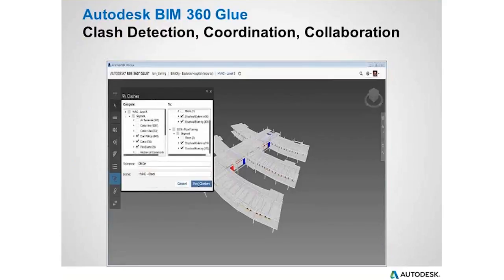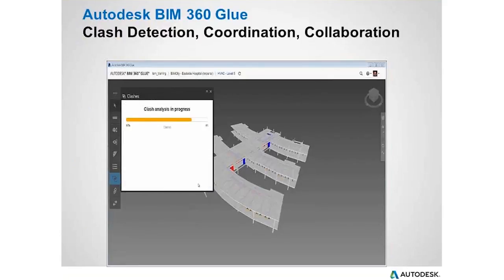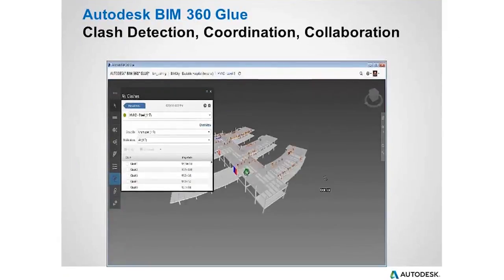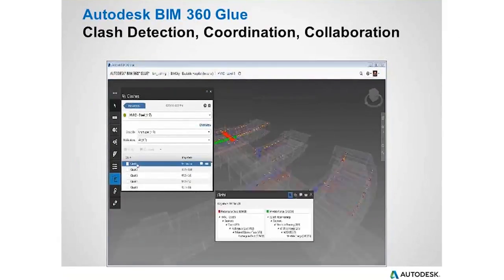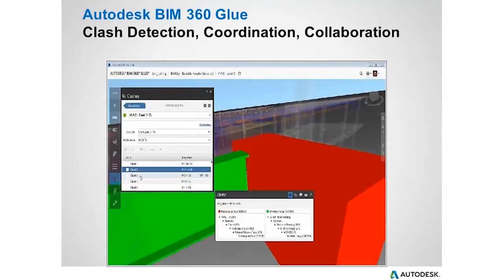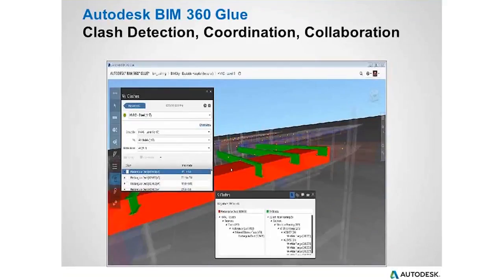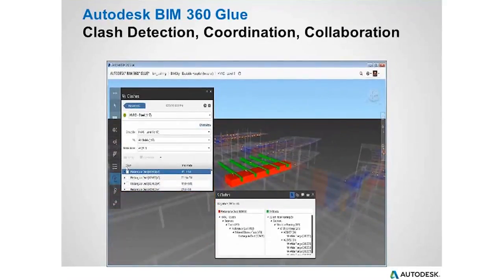This is BIM 360 Glue. BIM 360 Glue allows you to take more than 50 different file types. Once again, they don't have to be Autodesk file types. Put the models together. This is more specifically for BIM, for building information modeling, and then coordinate and check for clashes. Makes it much easier for you to collaborate as a team.